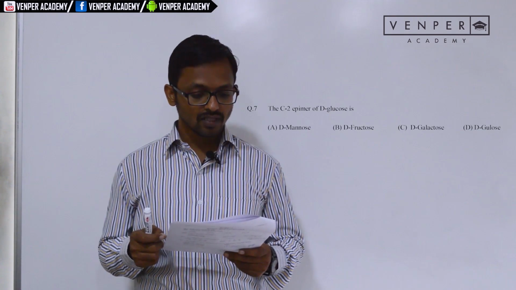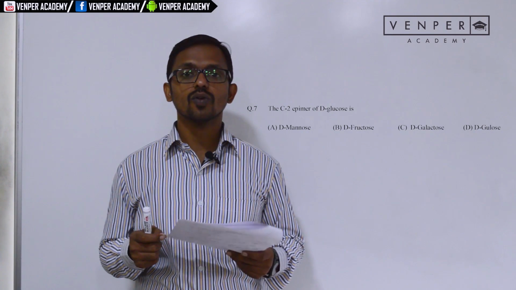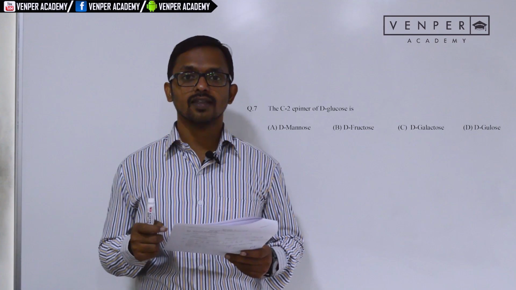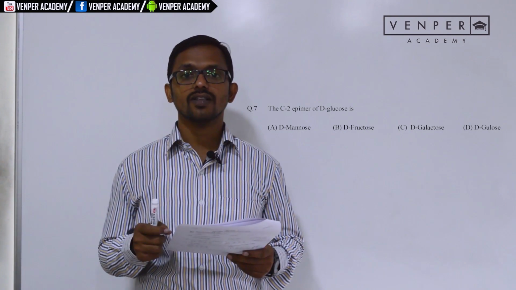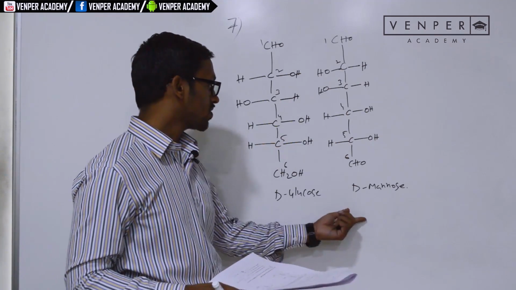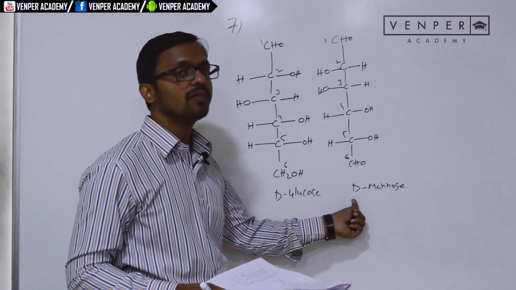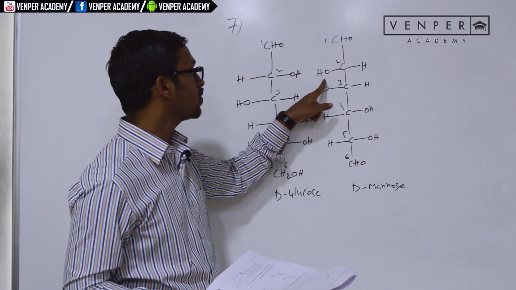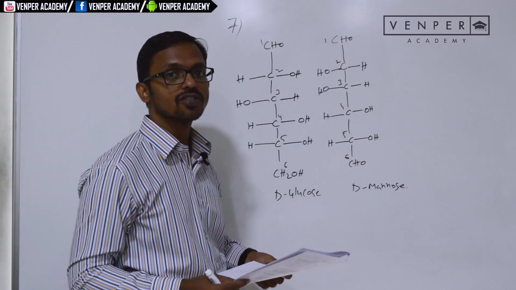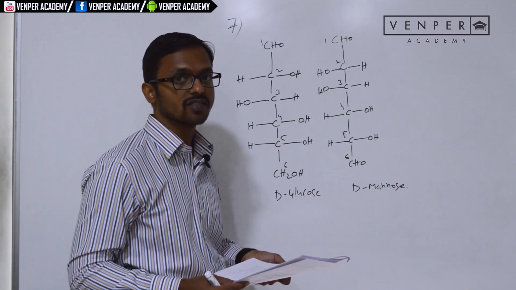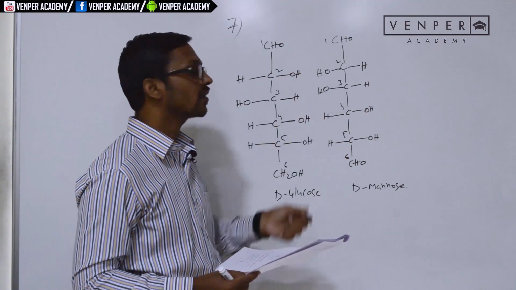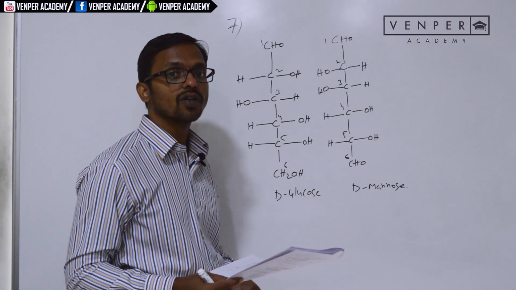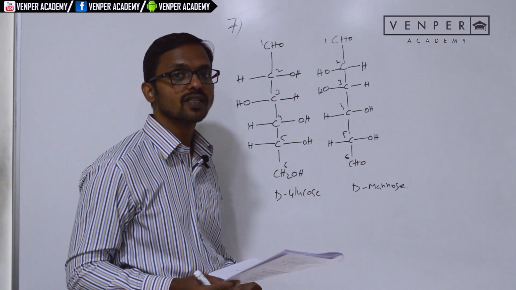Question number 7. The C2 epimer of D-glucose is. In the given 4 options, option A is correct, that is D-mannose. Now, let us see how. Here these are the 2 structures of D-glucose and D-mannose. We can observe that at the C2 carbon, these 2 have a difference in the geometry or structure. So, we can say that these 2 are C2 epimers. So, in the given 4 options, option A, that is mannose, is the correct answer.